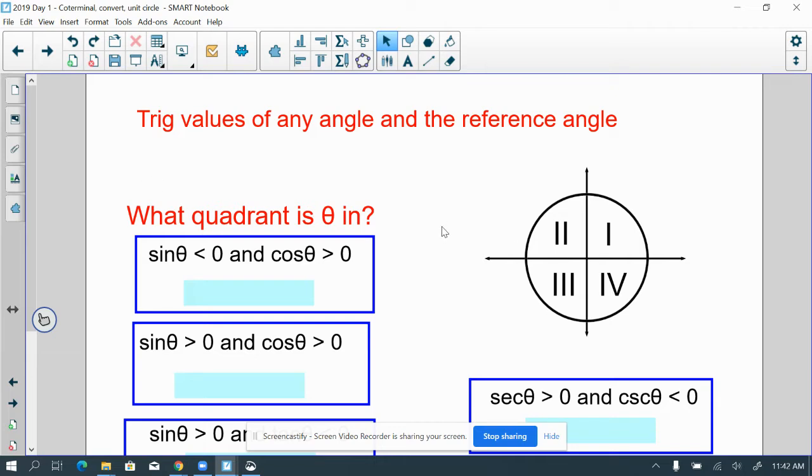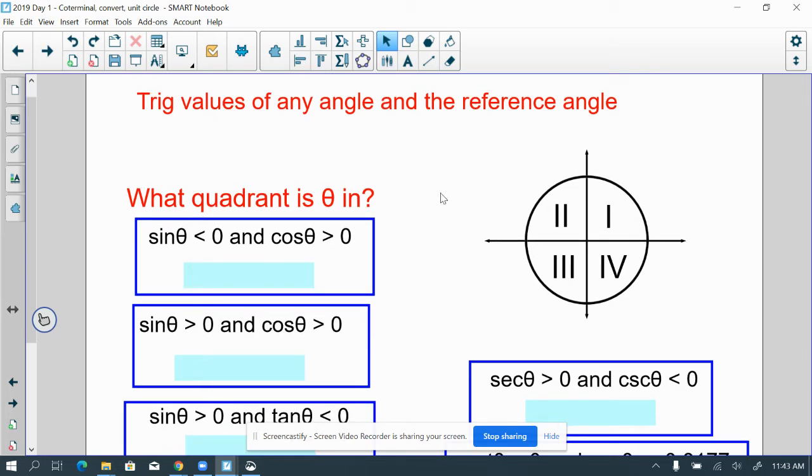So these are the quadrants. Quadrant 1, and it goes counterclockwise, 1 2 3 4. And this is our unit circle. So we're going to play a little game. What quadrant am I thinking of? Which quadrant, 1 2 3 or 4, are these two true statements: the sine is less than 0 and the cosine is greater than 0.